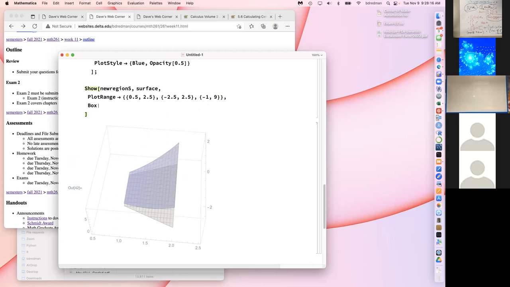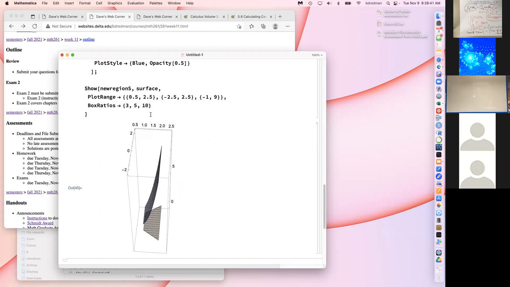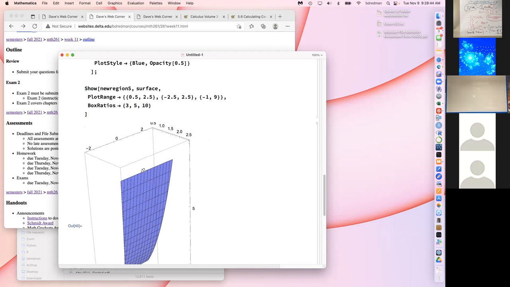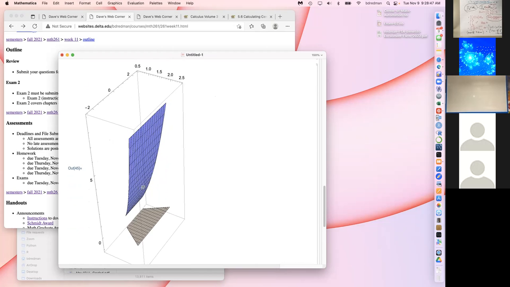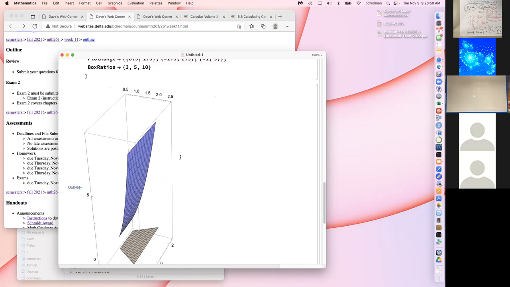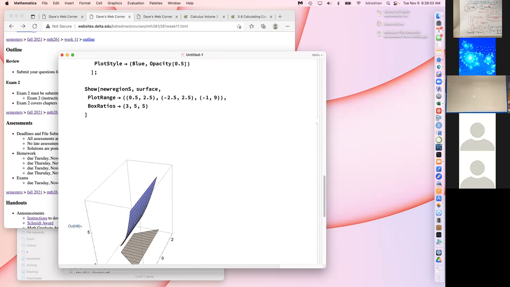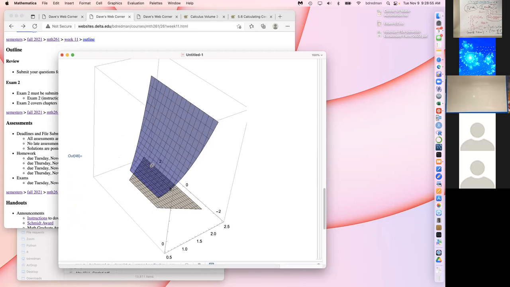So box ratios, and so what should my box ratios be? 3 units x, 5 units, 10 units. Should I try 3 to 5 to 10? That would make all the units 1 to 1. It still might be a little bit tall for our taste. Now all the units are 1 to 1 here, honestly represented, but that's a little tall for our taste. So let's cut it down to 3, 5, 5, distort the height, but make this easier to look at.